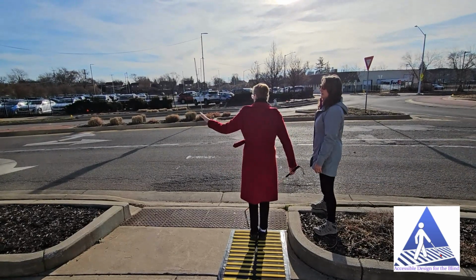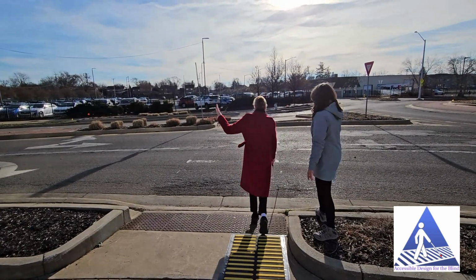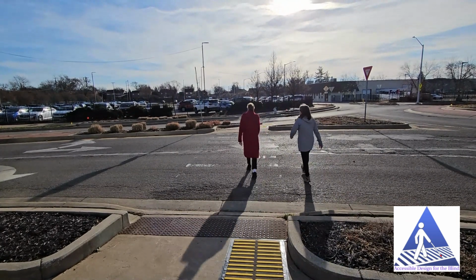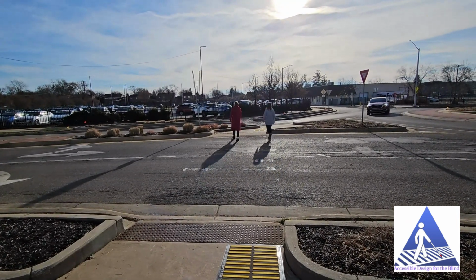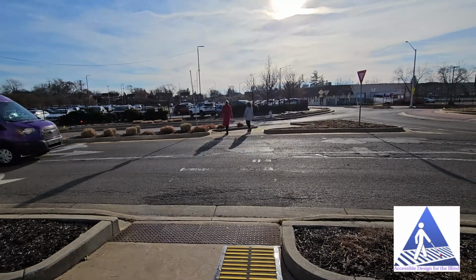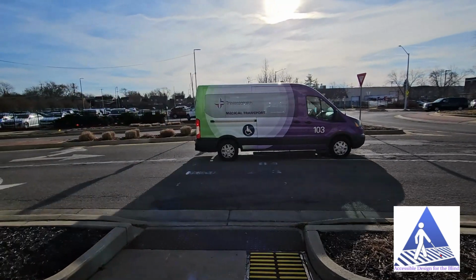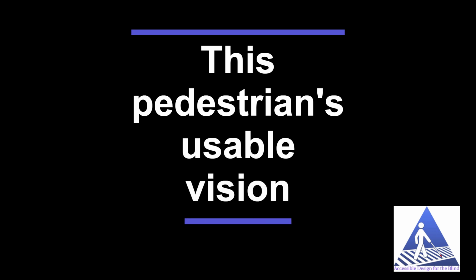The pedestrian is standing aligned at the crosswalk with the raised bars running perpendicular under her feet. She raises her hand and extends the cane to yield vehicles. She executes a straight crossing with little to no veer. This pedestrian's usable vision.